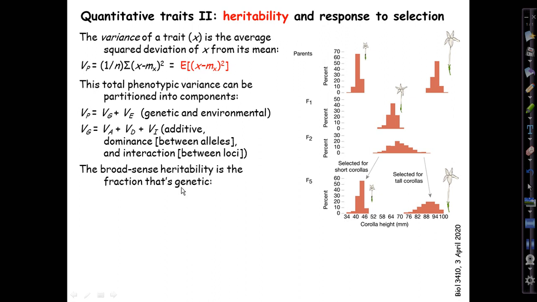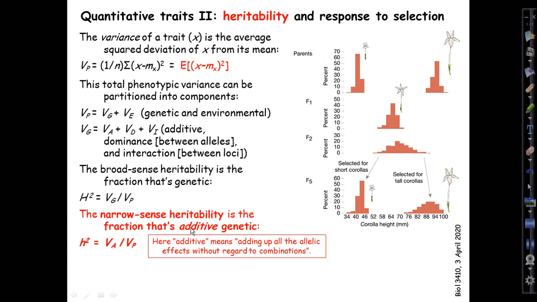There are actually two different forms of heritability. There's a broad sense heritability, which is in fact the fraction that's genetic in all its forms. That is to say, it's V sub g over the total phenotypic variance. It's usually written as capital H squared, which isn't the heritability squared. It's just the heritability. The square is there by convention to remind us that it's about variances, which are squared deviations.